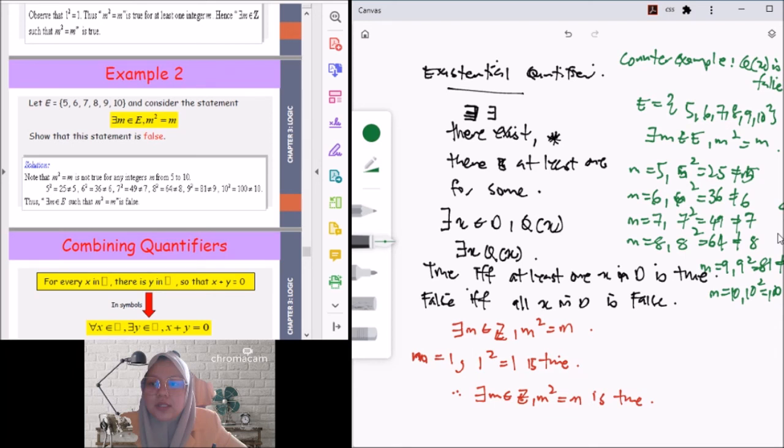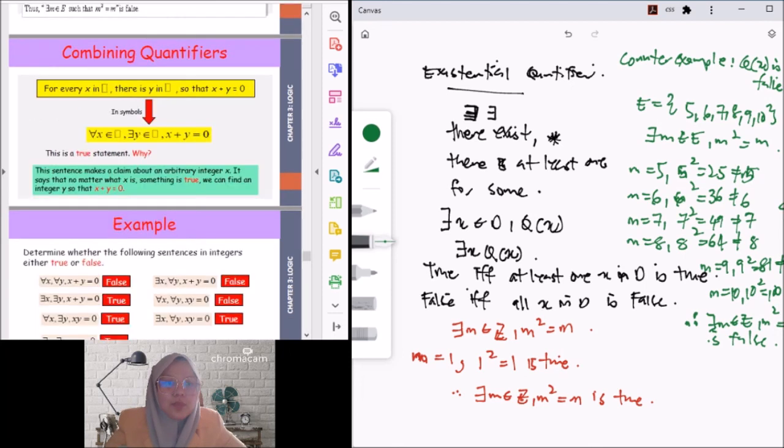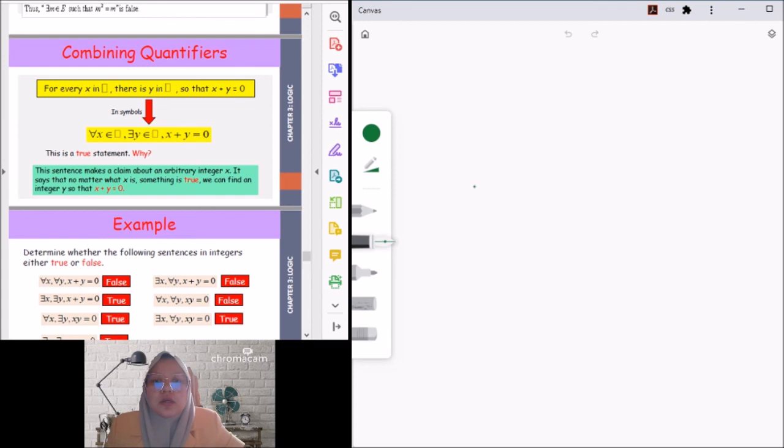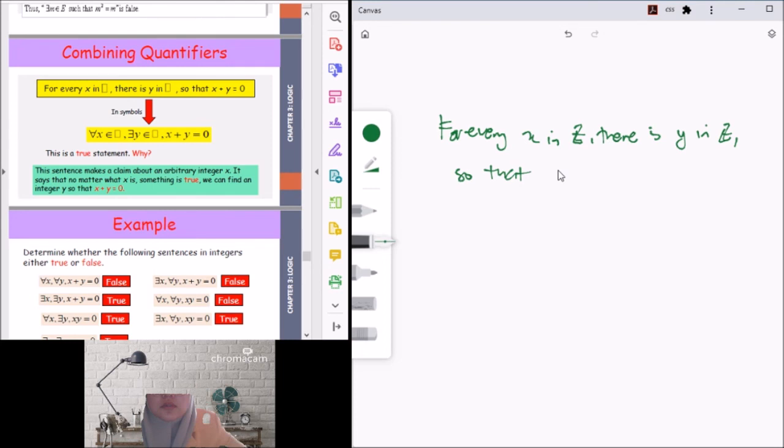Okay, so that is about the existential quantifier, and we also have combined quantifiers, where we combine universal and existential in one statement. For example, we have a statement: for every x in Z, there is y in Z such that x plus y equal to 0. So this is a sentence. In symbols we can write it as follows.